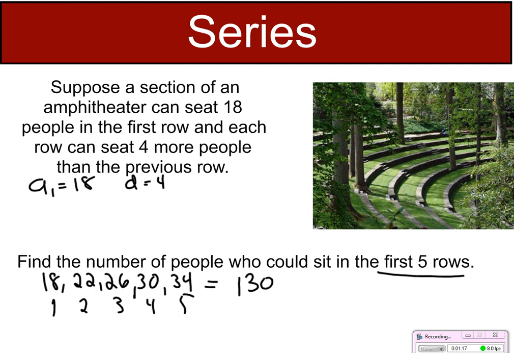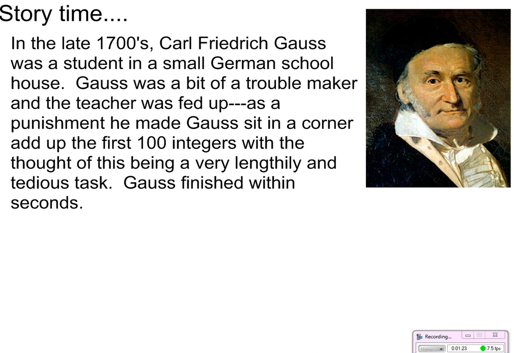Now, in the late 1700s, Carl Friedrich Gauss was a student at a small German schoolhouse. Gauss was a bit of a smart aleck. He liked to get in trouble, so the teacher was fed up. As a punishment, he made Gauss sit in a corner. The way I heard it, he sent him out in the hallway to add up the first 100 integers, with the thought of this being a very lengthy and tedious task. Gauss finished within seconds. How did he do it?